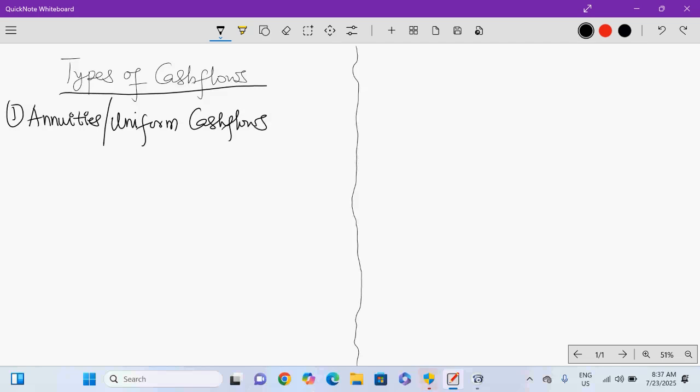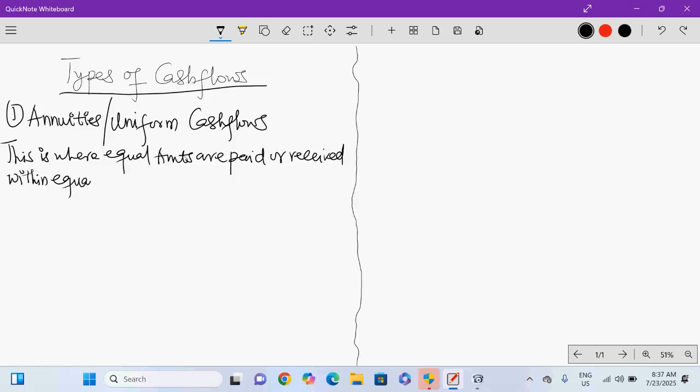All right. So what is the annuities or the uniform cash flow? This is where equal amounts are paid or received within equal intervals over a period of time, right?